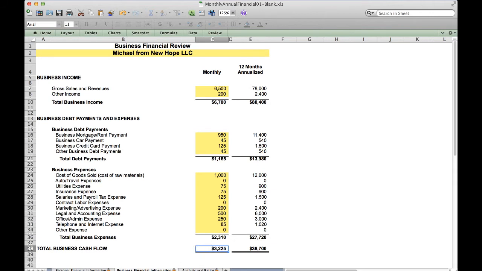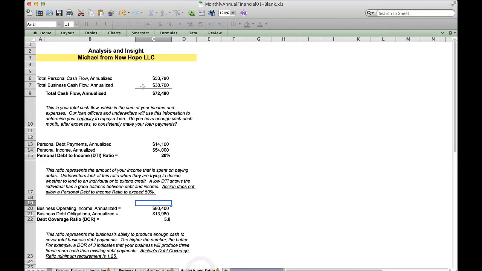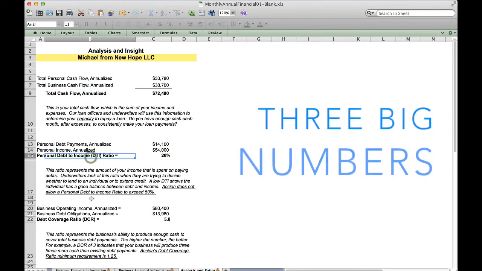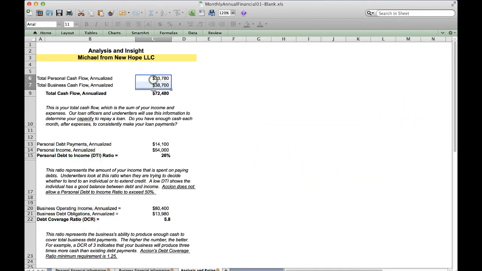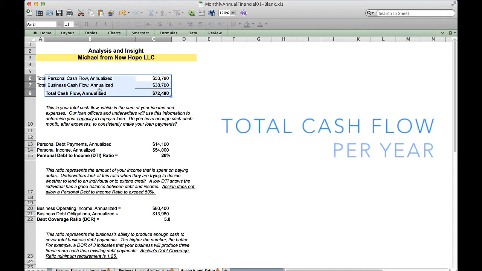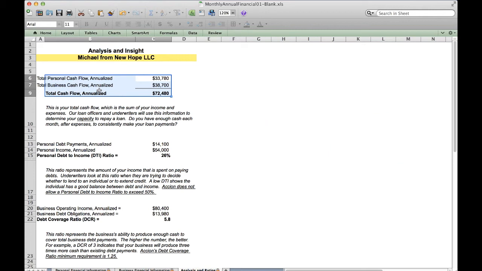The third tab, Analysis and Ratios, tells you some of the best information around. You can start to see your business the way a lender sees your business. Now, very typically, we rely on these big three numbers shown in bold. First, what's your total cash flow per year? Both your personal income and your business income. And as you can see, this pulls in numbers from the first two tabs to give the total.